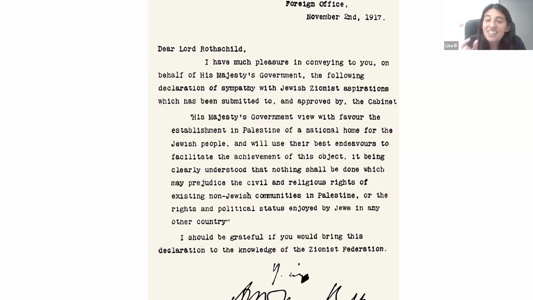And then tie that into the next thing, a national home. What's a national home? Or what is it not? It's certainly not a country. It doesn't use the word country, doesn't use state, not any sort of control or power. It might be, but it's vague enough to leave that open.